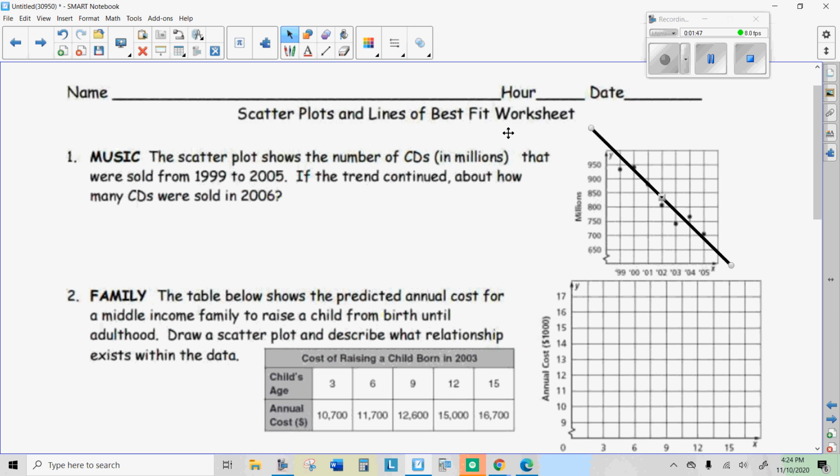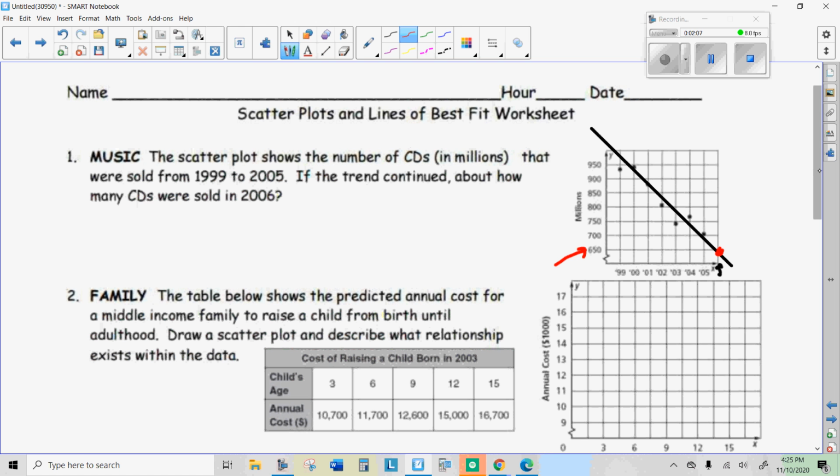Now we want to make a prediction in 2006. So 2006 is actually on your graph right there. So I want to see where the line crosses about there. And it looks like about 650 million would be a good estimate on that one.